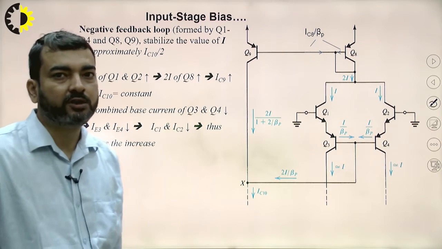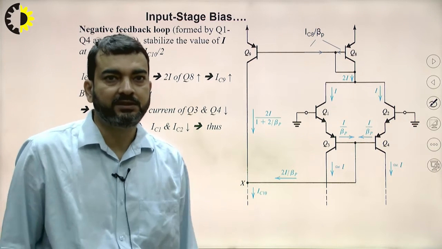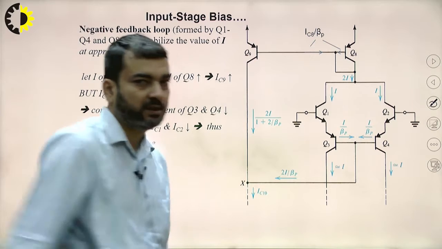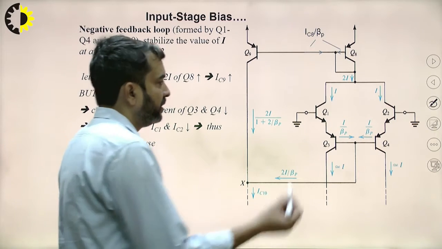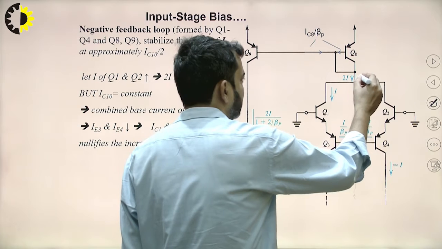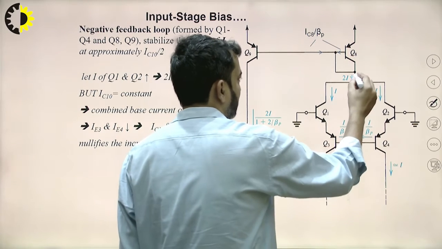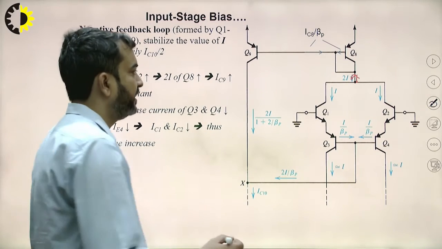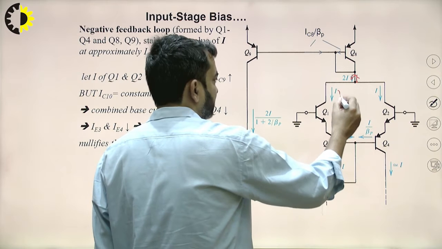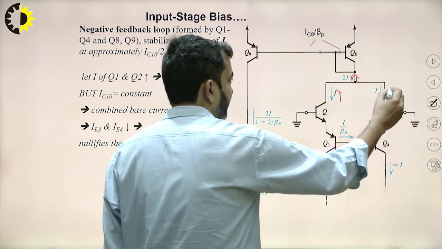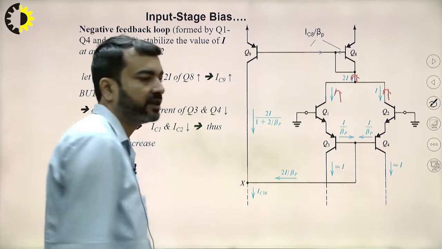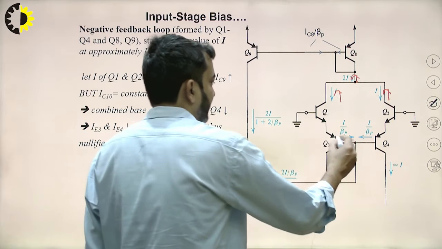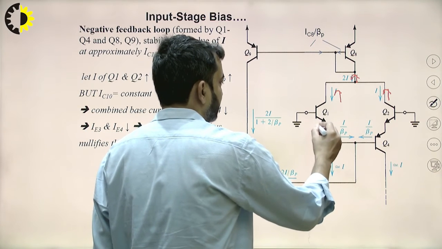Now another important point: at the same time we will see the negative feedback action performed by this loop. So let us see. Suppose because of any reason this current 2I increases. If this current increases, then this current, which is equally divided between the collectors of input transistors Q1 and Q2, will also increase. So the current at this point will also increase.